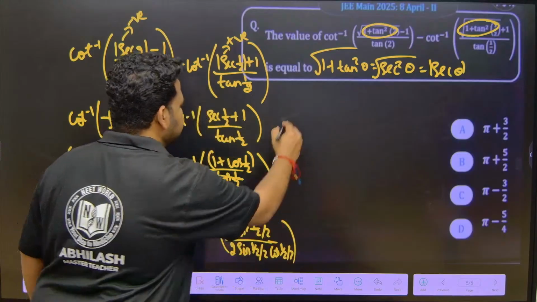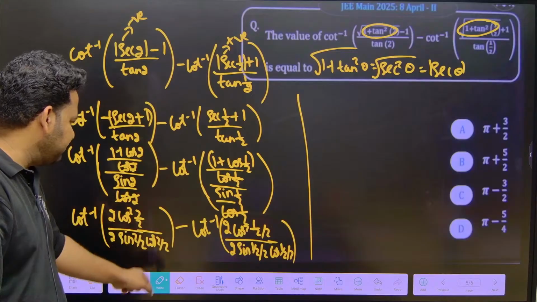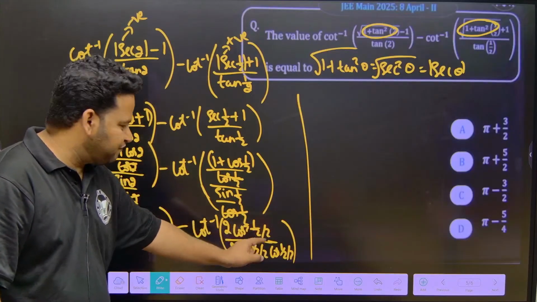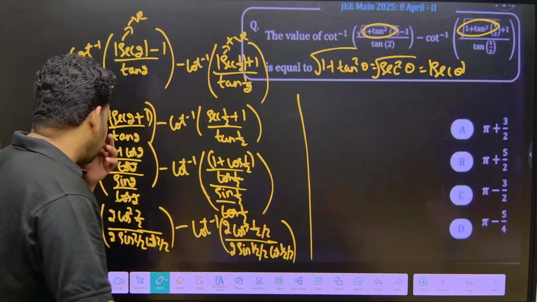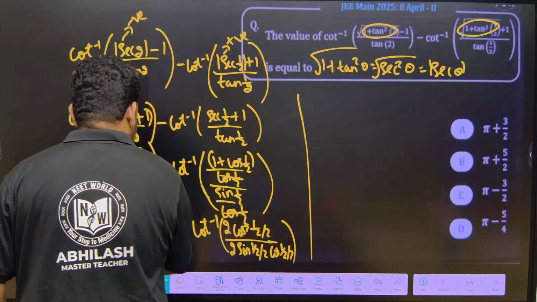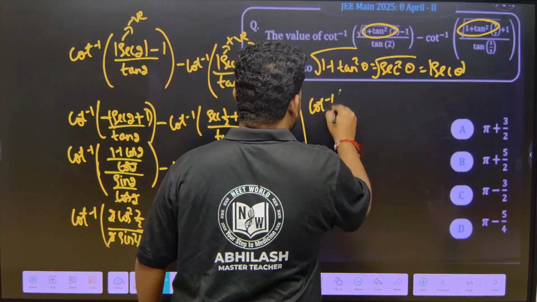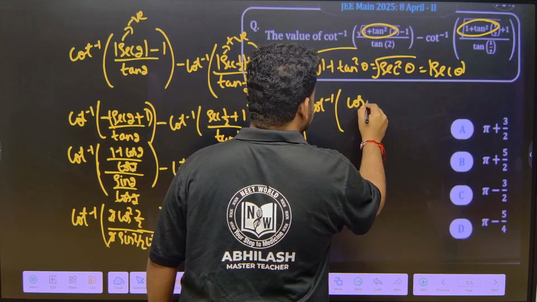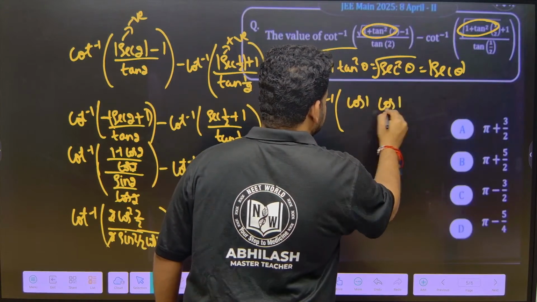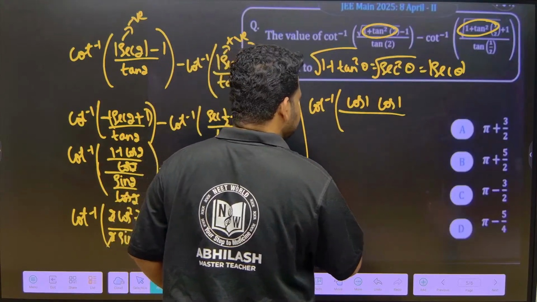Okay. Now let me write it here. 2 by 2 will become 1, 2 by 2 will become 1, and 1 by 2 by 2 will become 1 by 4. So this will become what, friends? I can cancel this 2 and this 2. I have cot inverse of cos square 1, and instead of cos square I will write it as cos 1 into cos 1. For my simplification, I will explain why.